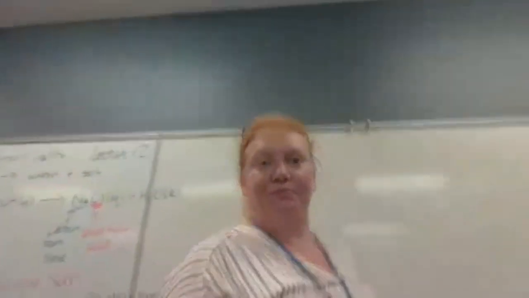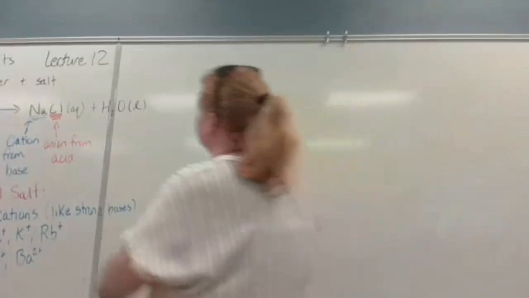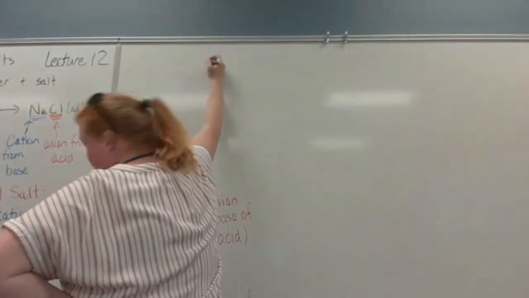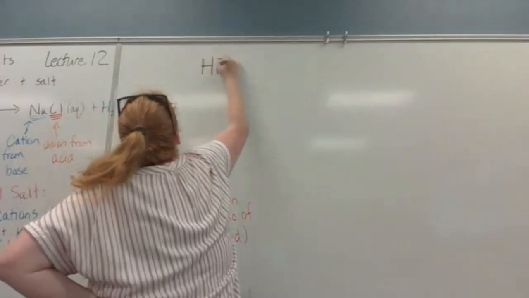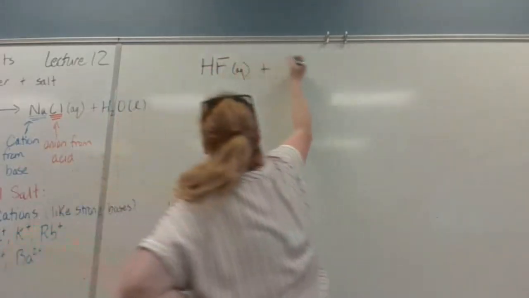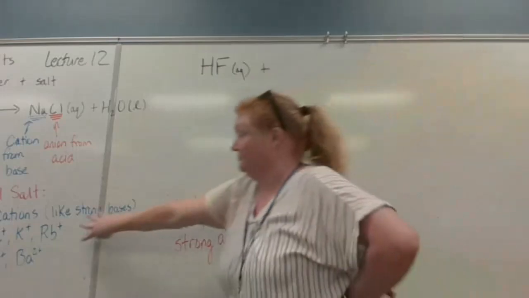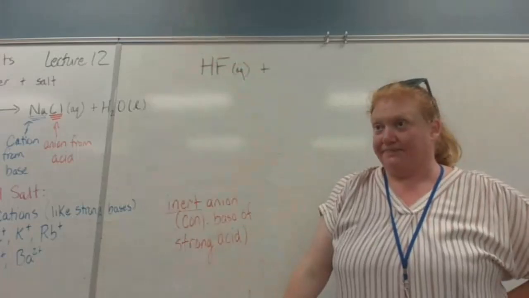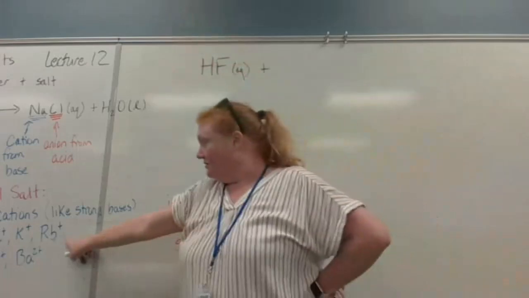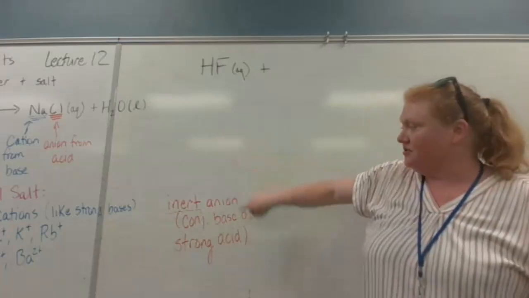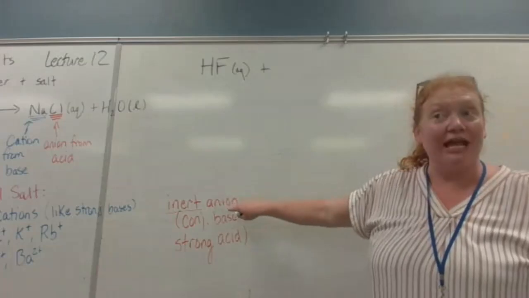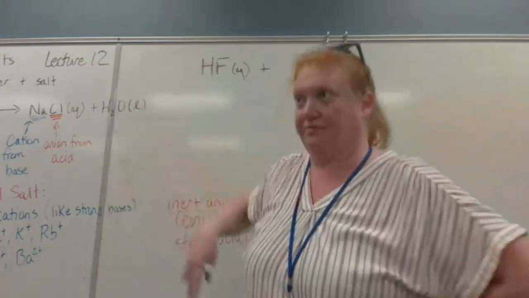What about this? Let's try this. What if I react... Okay, I have a question. So those ones you listed that are in those 2 groups will be the inert cations. Yes. And then for the anion, you can just look for, is it the conjugate base of a strong acid? And if that is your anion, then this is neutral.